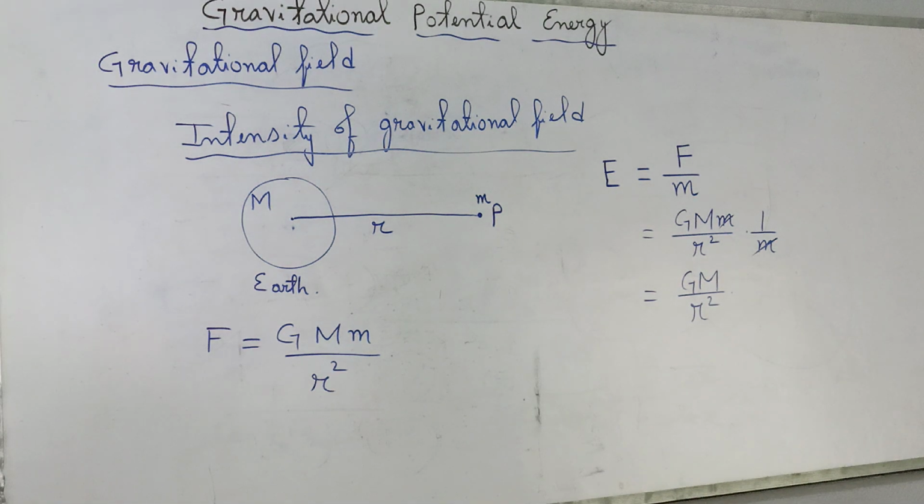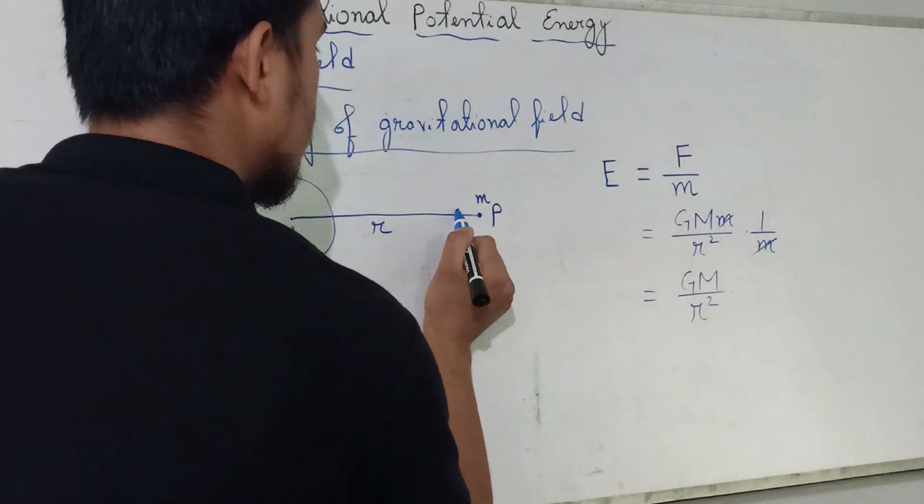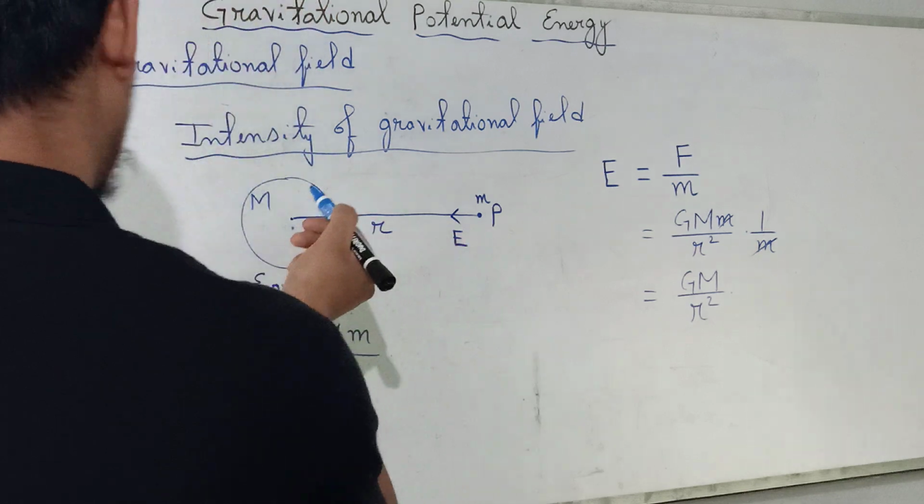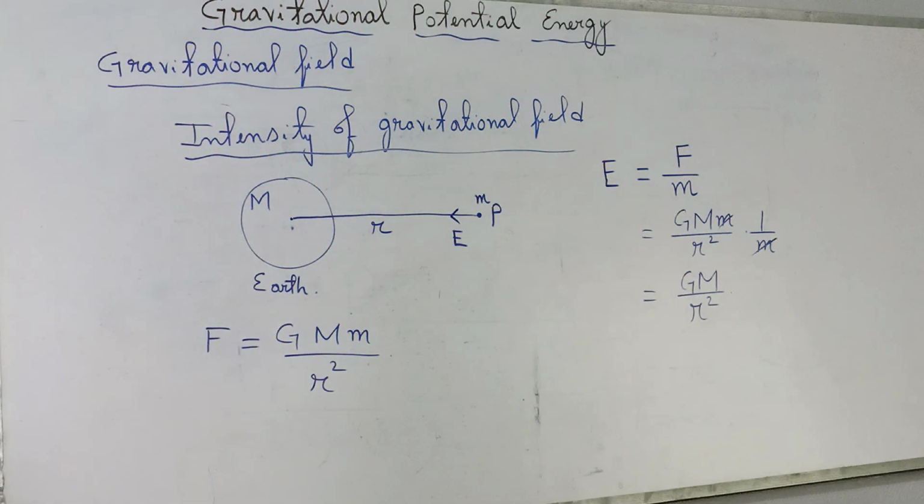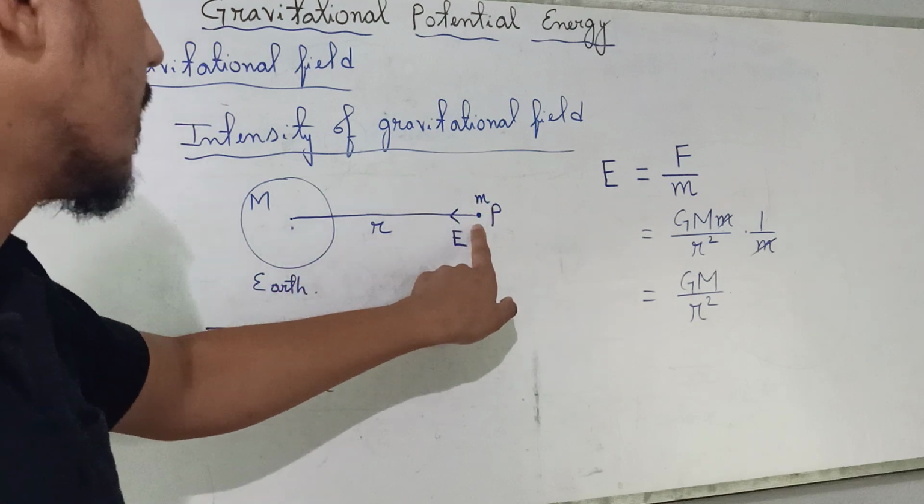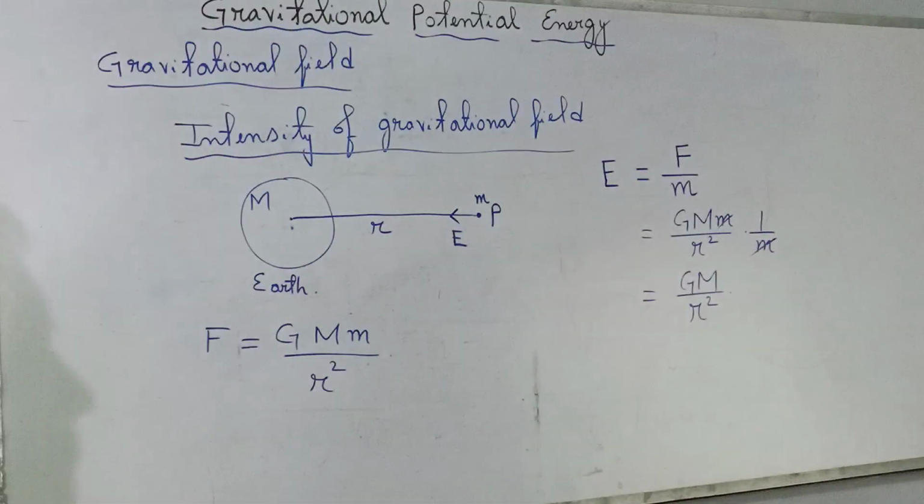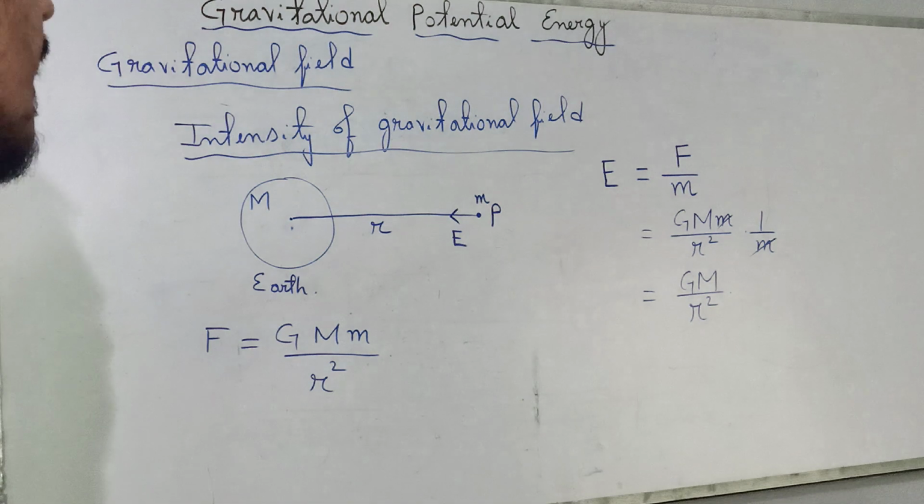Now, the direction of the gravitational field at the point P is directed towards the center of the Earth. So the E is directed towards the center of the Earth. Also, the intensity of gravitational field at any point is equal to the acceleration due to gravity at that point. So the intensity of gravitational field at any point, which is this one, okay? So it is equal to the acceleration due to gravity at that point.